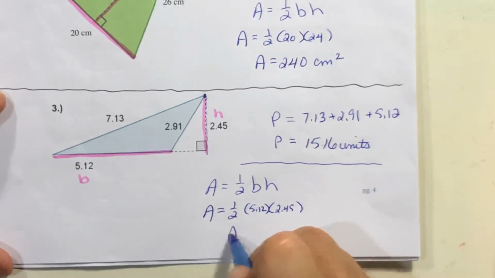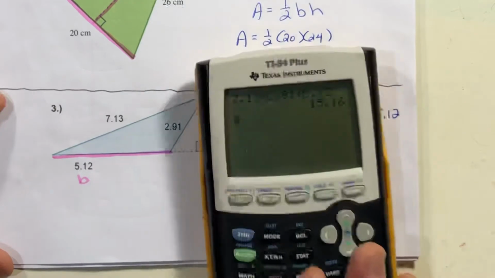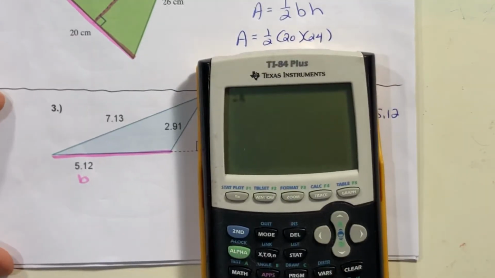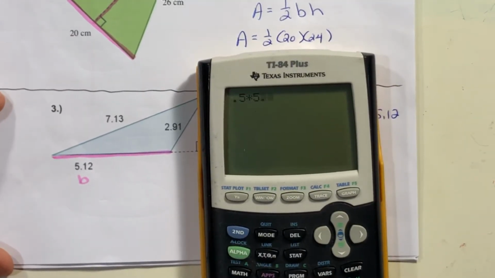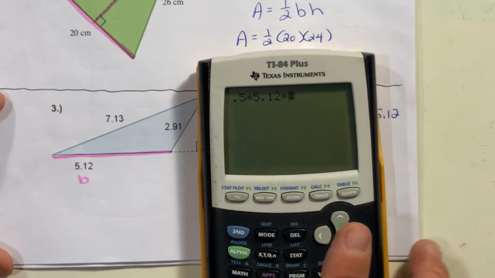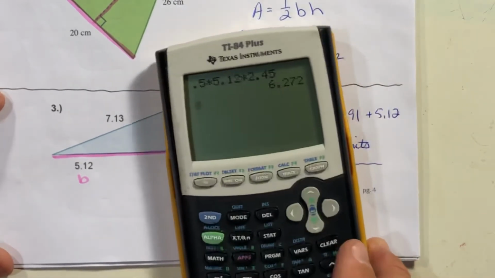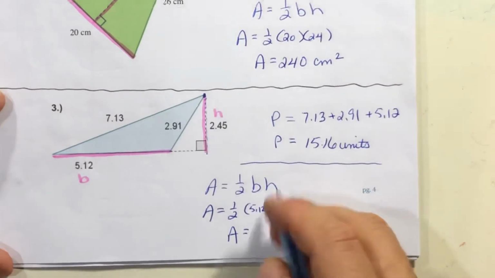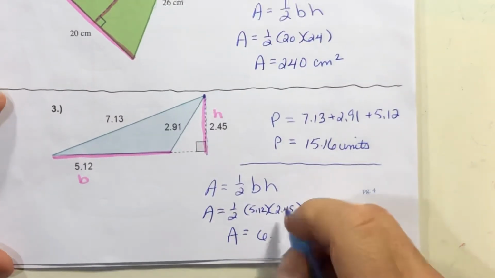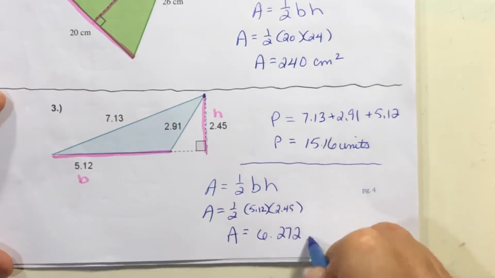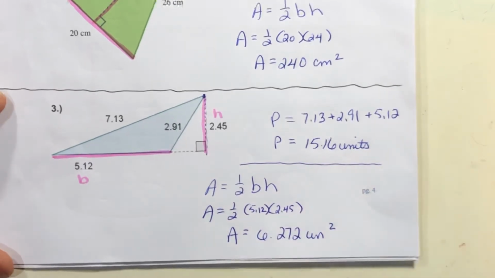From here on out, it's just a calculator exercise, right? So it'll be 0.5 times 5.12 times 2.45. Enter. Now I'm going to have 6.272. I'm not going to round that. I'm just going to leave it because there are 3 decimals. That's not too bad. And I'm going to write units squared.